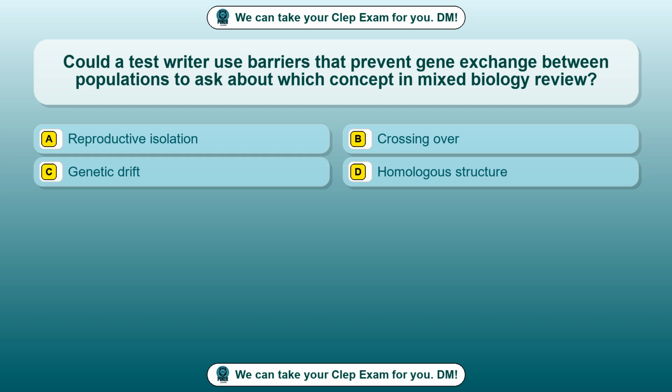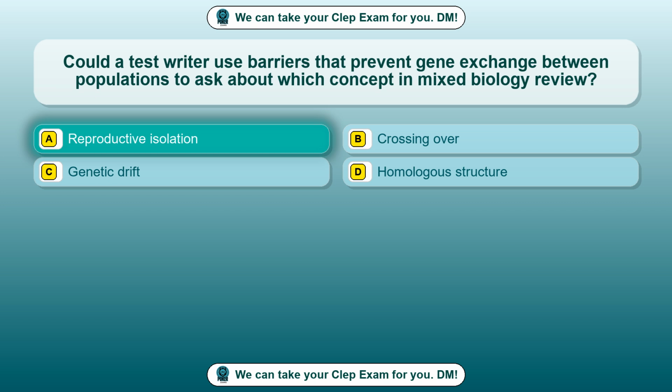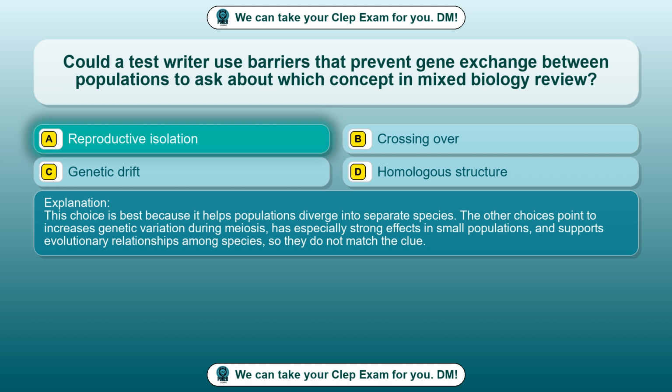Option D, homologous structure. The correct answer is option A, reproductive isolation. This choice is best because it helps populations diverge into separate species. The other choices point to increases genetic variation during meiosis, has especially strong effects in small populations, and supports evolutionary relationships among species, so they do not match the clue.